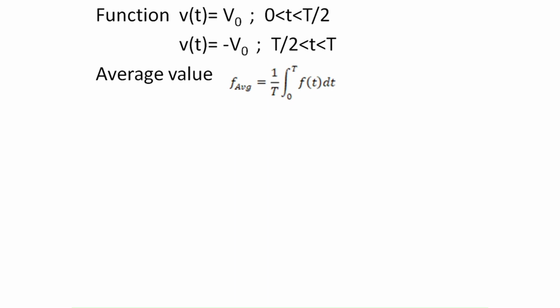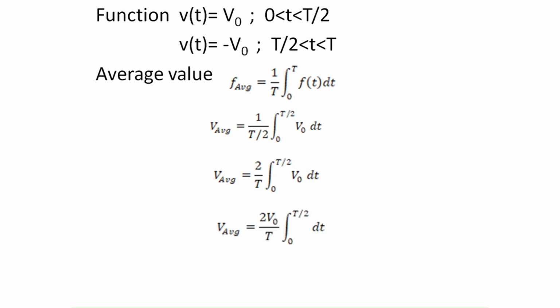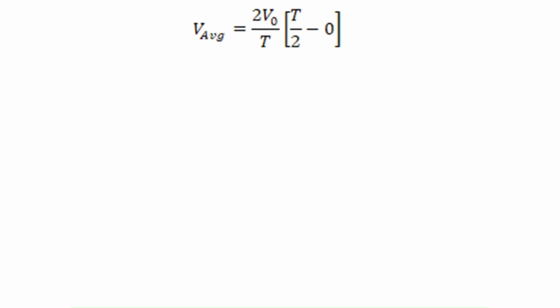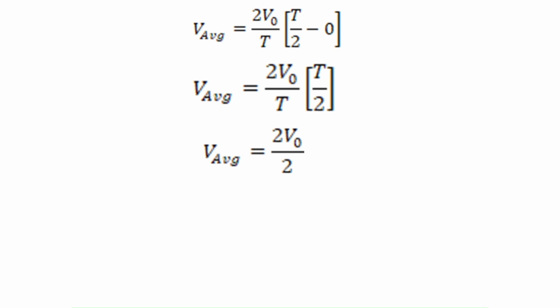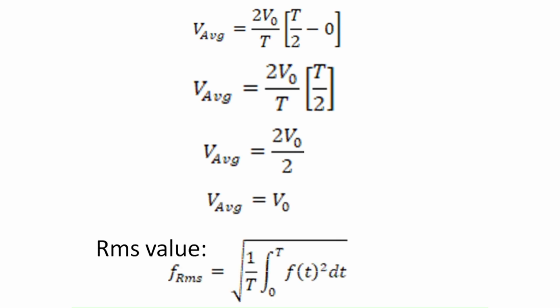Now the formula for average value is f average equals 1 by T integral 0 to T of f of t dt. Since we are finding the average value over a half cycle, V average equals 1 by (T by 2) integral 0 to T by 2 of V0 dt, which equals 2 by T integral 0 to T by 2 of V0 dt. We can bring V0 outside, and integration of dt is t with limits 0 to T by 2. Then by substituting the limits, we get the average value V average equals V0.